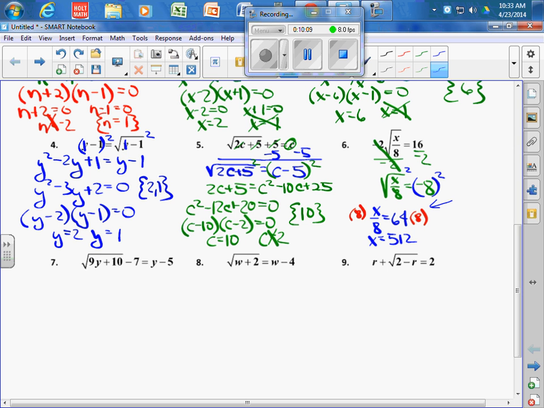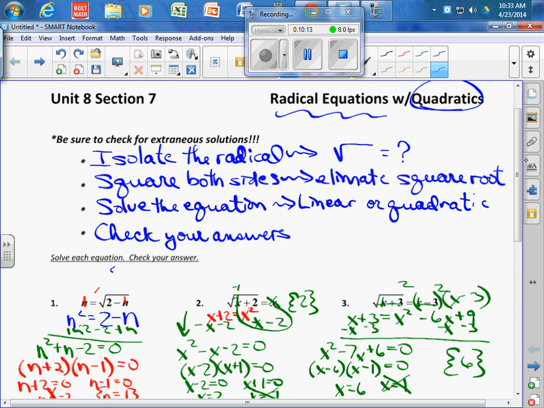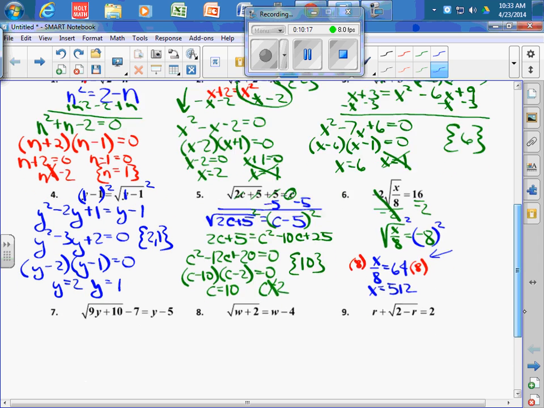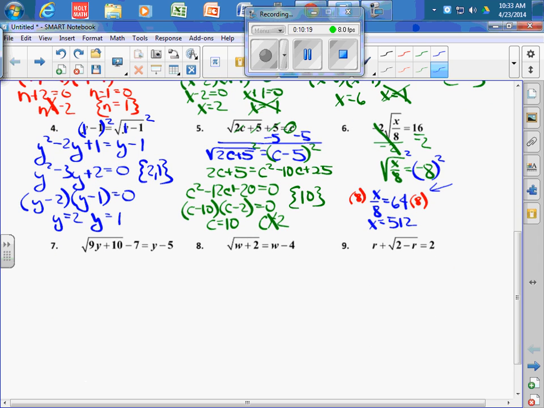After we square both sides, what kind of equation do we have here? It's linear, isn't it? So we got to be careful about that. This is actually a linear equation, so we're going to get the x by itself, and that's why we have to multiply both sides by 8, and we get 512.